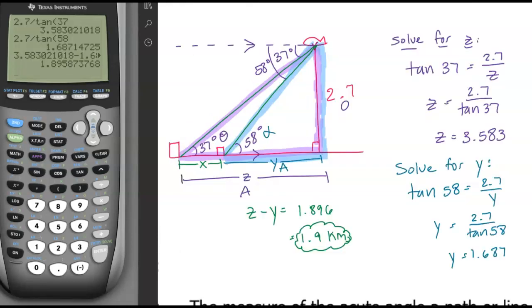Okay, so this is all the work that you should have had, solving for z, solving for y. And you should have ended up with 1.9 kilometers because it did ask you to round to the nearest tenth. So if you did not get this right, pause this video and figure out what went wrong.